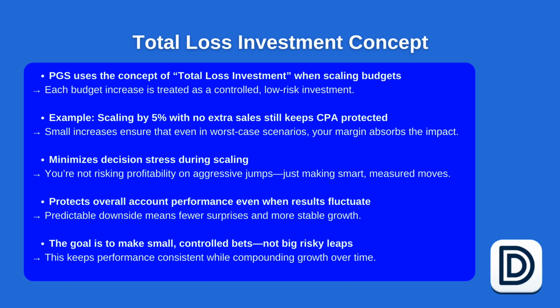This really minimizes decision stress during scaling. You're not risking profitability on aggressive jumps, just making smart, measured moves. And this protects overall account performance even when results fluctuate. Predictable downside means fewer surprises and more stable growth. The goal is to make small, controlled bets, not big, risky leaps. This keeps performance consistent while compounding growth over time.